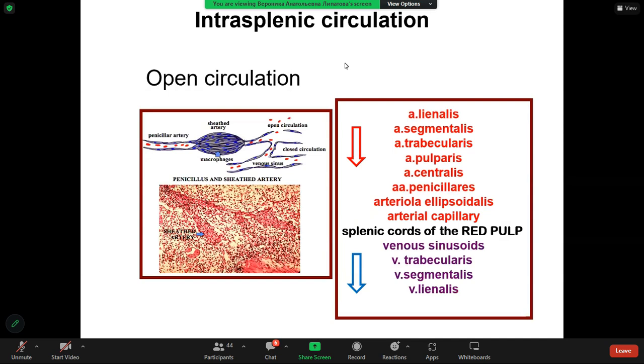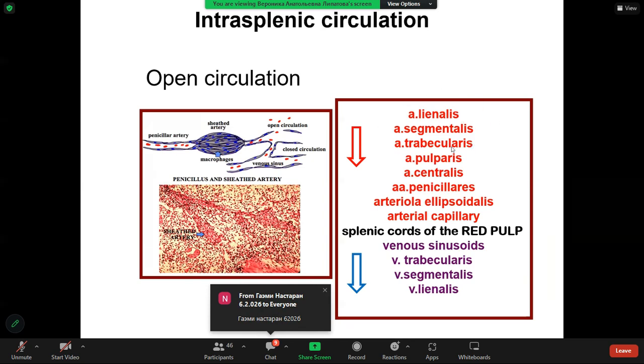Specific function. Remember, this is a filter of blood and destroyer of injured erythrocytes or altered erythrocytes, fragile erythrocytes. Consequence for splenic, for open circulation, and you must know open and closed circulation for your colloquium and final exam.